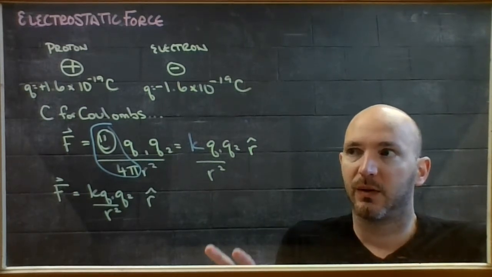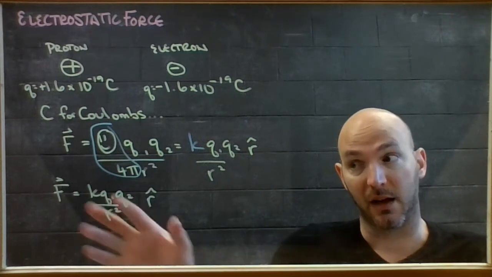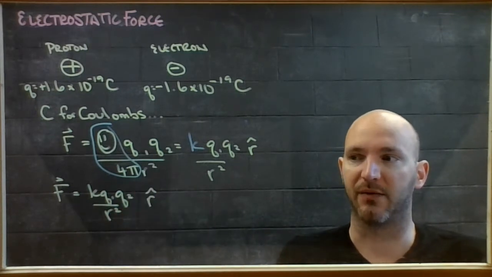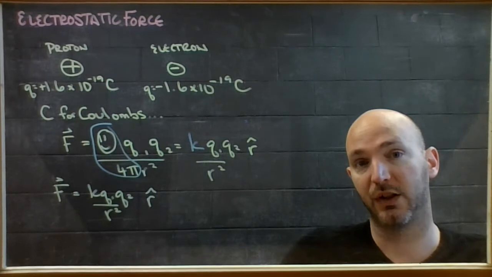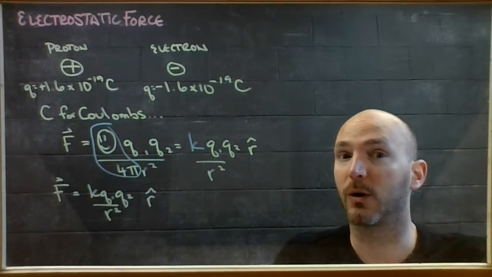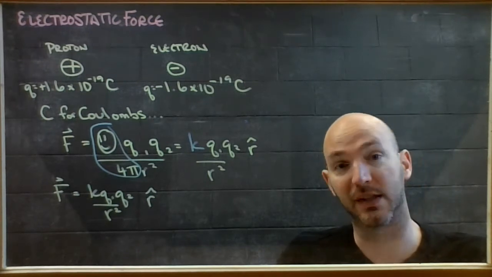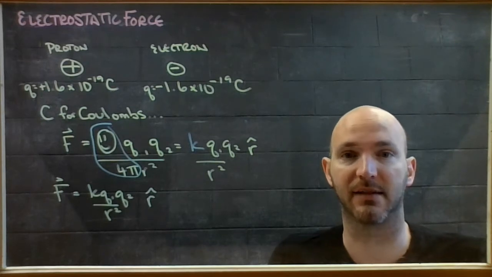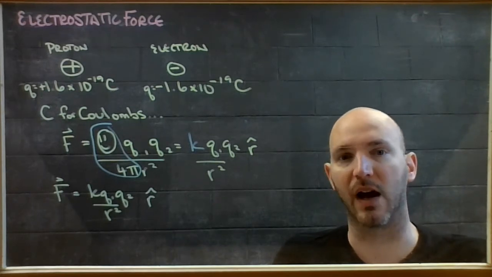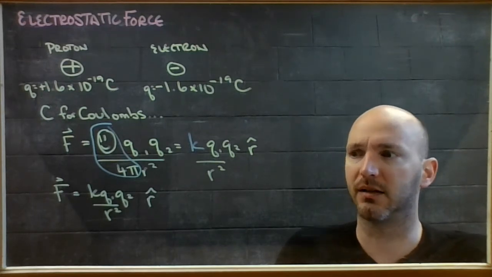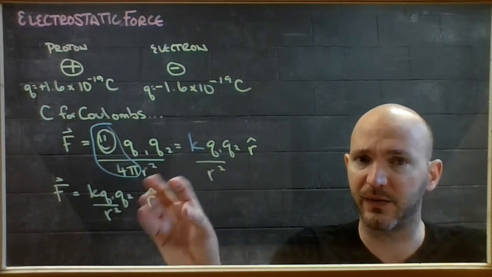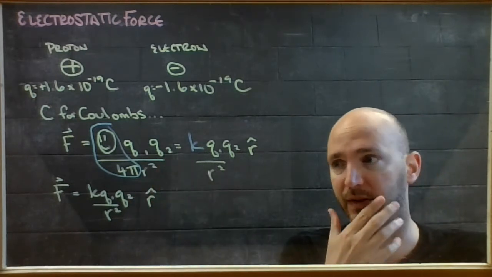So another neat little difference that comes up in this that was not there in gravity is that these numbers, Q1 and Q2, can be positive or negative. You may have noticed in gravity that there were no negative masses, right? There was no ungravity. So that's going to affect the types of numbers we get out of here.